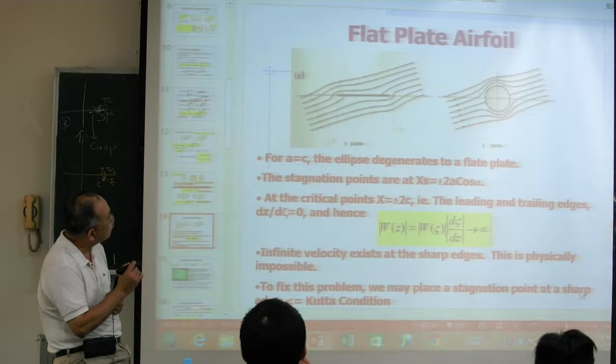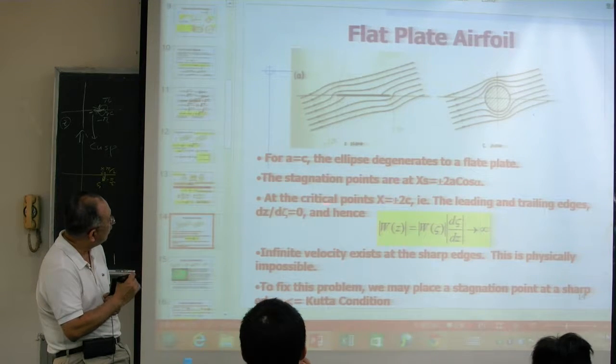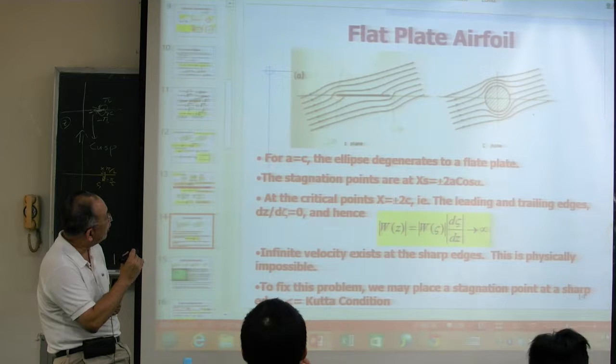So that's the two stagnation points we can also find. And also the critical points. This is one critical point, this is another critical point. This is X equals positive and negative 2C, which will correspond to the leading edge or trailing edge of this airfoil here.